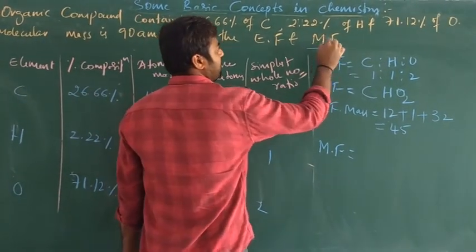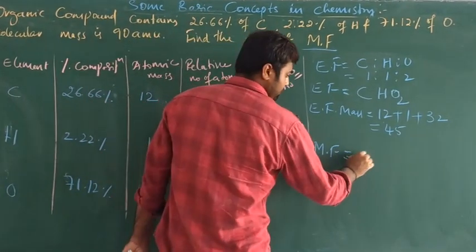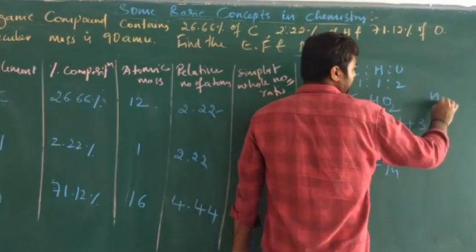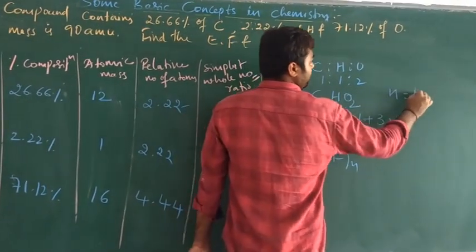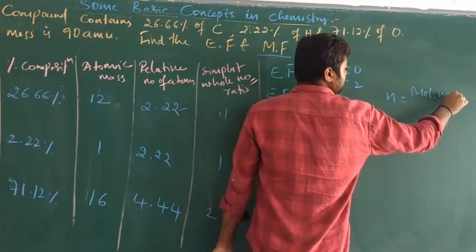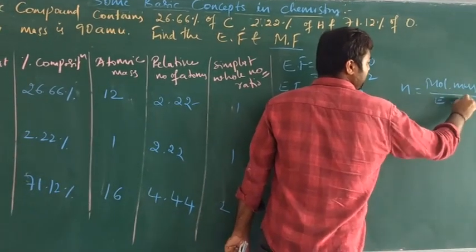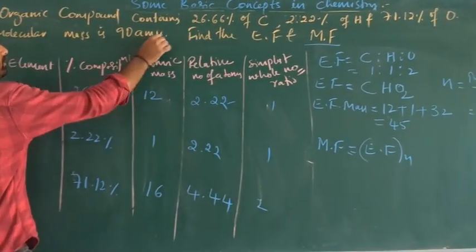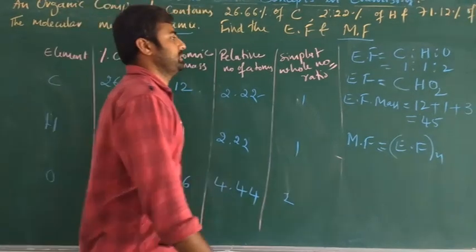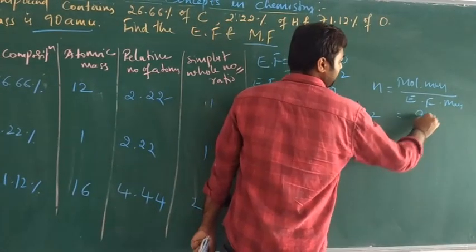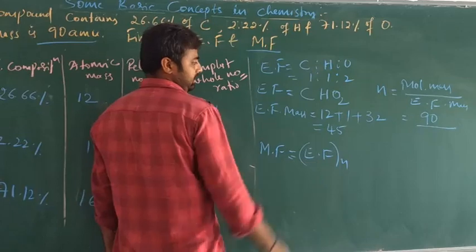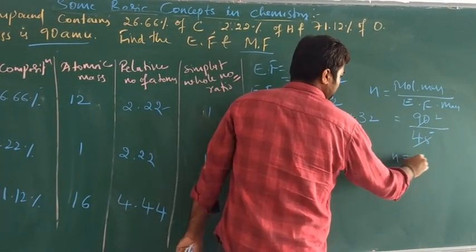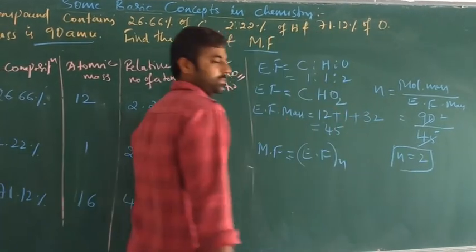So you can also calculate the molecular formula. Molecular formula equals empirical formula into n. What is the value of n? n equals the molecular mass of the compound divided by the empirical formula mass. What is the molecular mass? They have given 90 amu as the molecular mass, so 90 divided by the empirical formula mass, 45. The value of n equals 2.